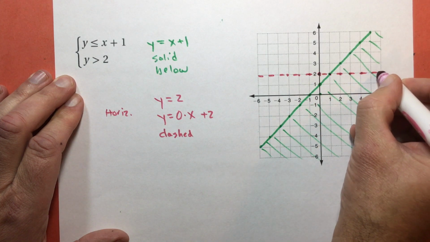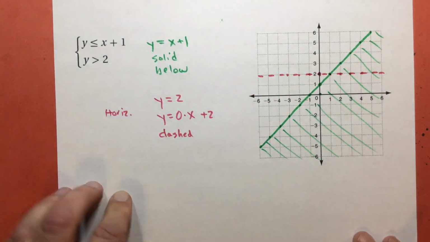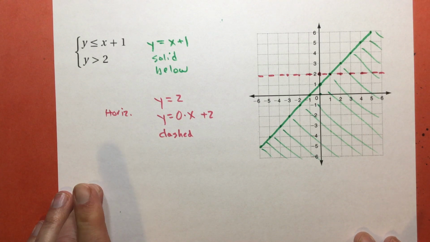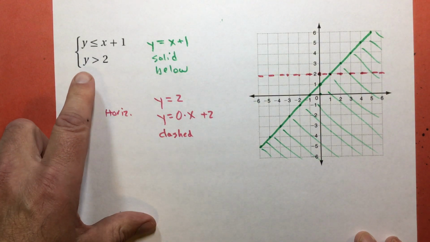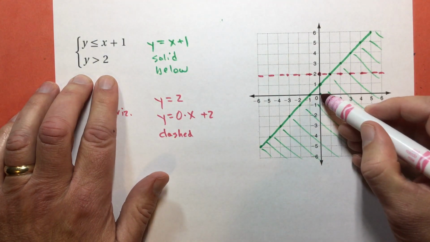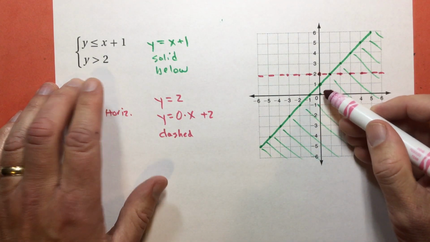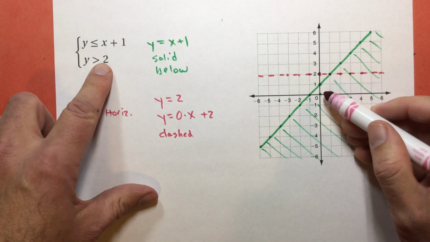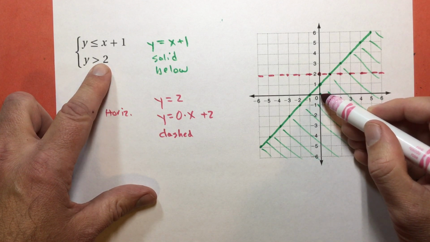Just kind of make it obvious that it's dashed. All right, last part. Am I going to shade above or below it? So 0, 0, that's my favorite, that's below it. Is 0 greater than 2? No. So let's try something on the other side.